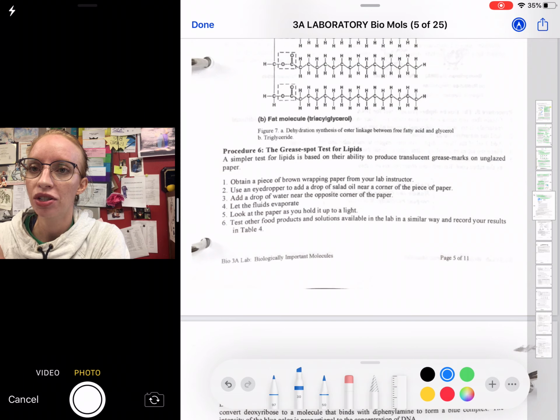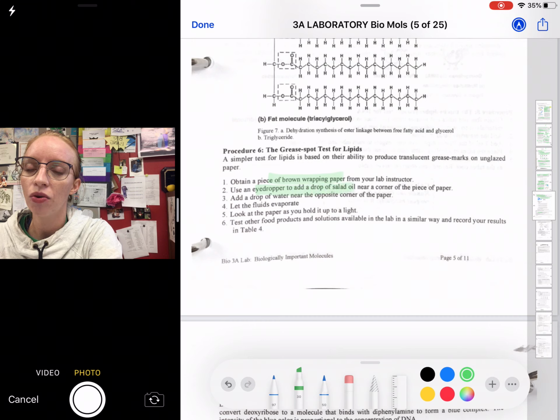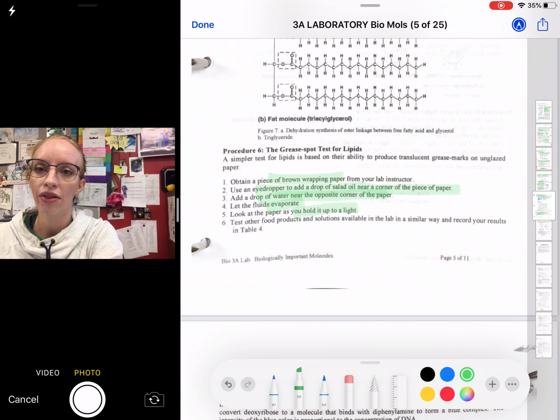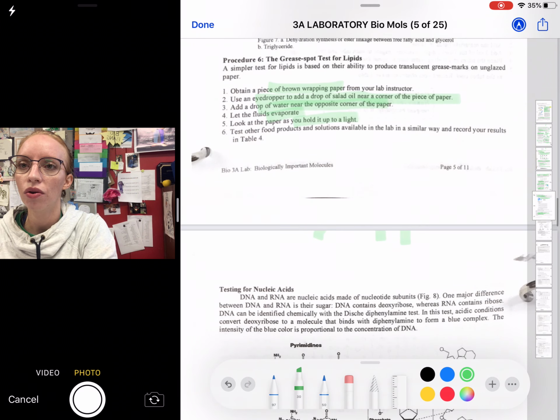You can also do a much simpler test. If we don't have the Sudan 4, we'll still do the vegetable oil one and then the grease spot test. You will take a piece of brown wrapping paper or brown paper bag. You will use an eyedropper to add a drop of salad oil near the corner of the paper. Add water near the opposite corner, let them evaporate, and then look at the paper as you hold it up to the light. Then test the other 5 solutions in that way as well. Okay, so that's how we're going to test for proteins and for lipids.